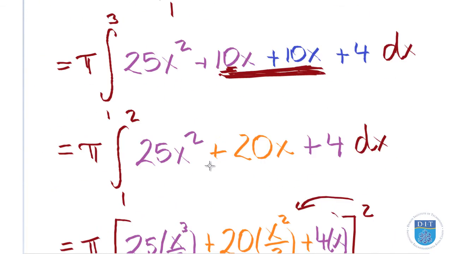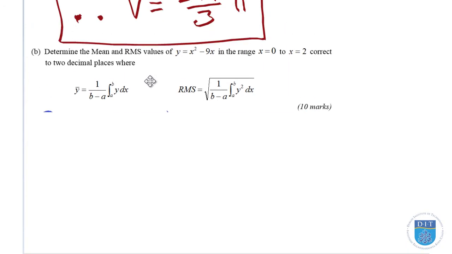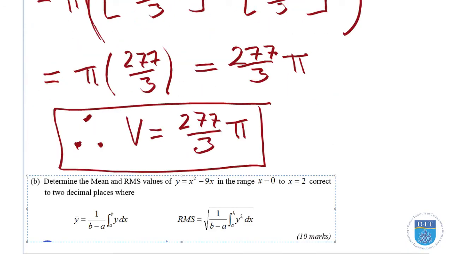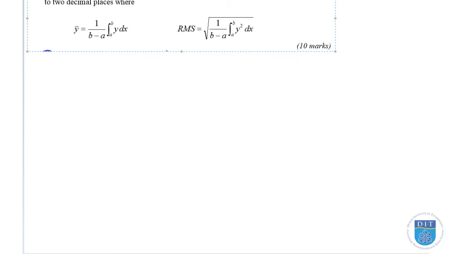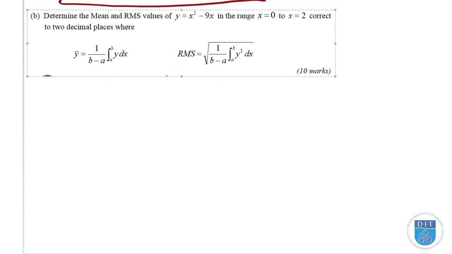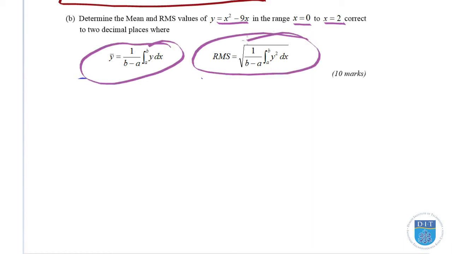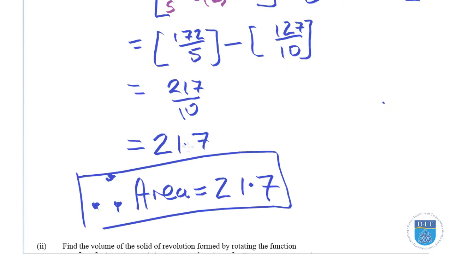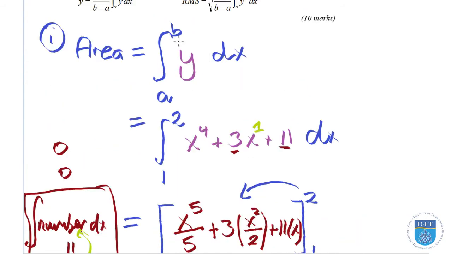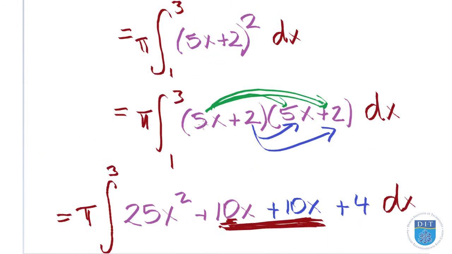Okay, there we go. Take it down here to the end. Right. Determine the mean and RMS values of that function there, from those limits 0 to 2. Your formulas will always be given on the exam paper, so that's fine. The only one you have to go on a hunt for is the volume formula, but the area is just, when you integrate a function between the limits, it stands for area.